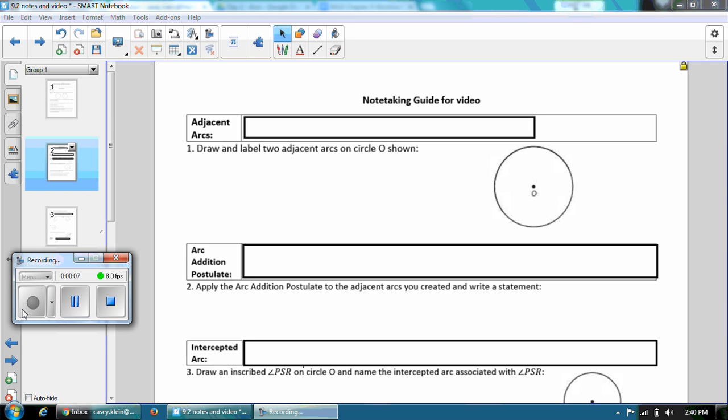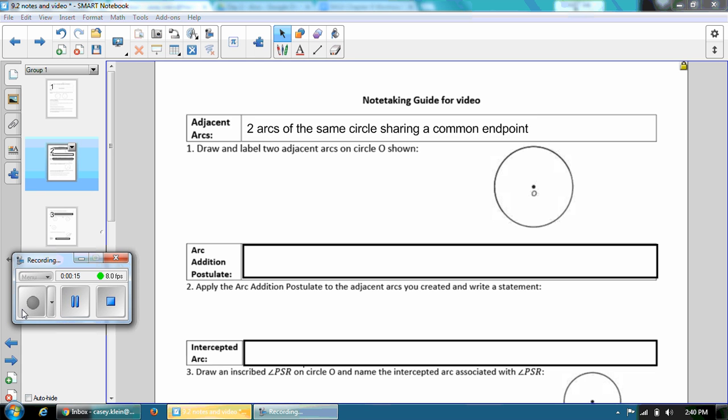Let's go ahead and start with what adjacent arcs mean. So you can go ahead and fill in the definition in your note-taking guide. Two arcs of the same circle sharing a common endpoint. I'll give you a minute to jot this down. When you are finished, let's draw and label two adjacent arcs on circle O.